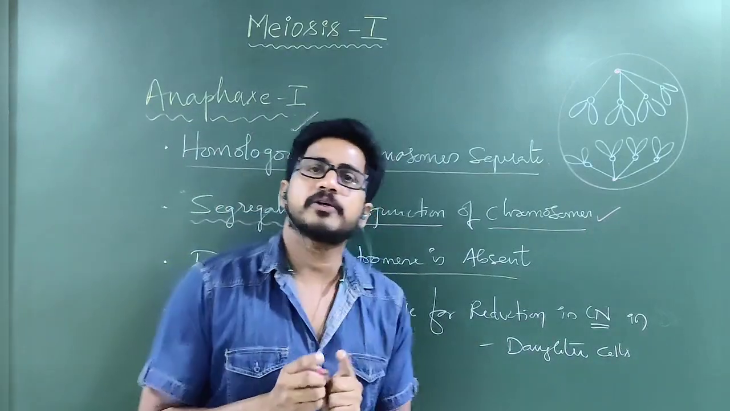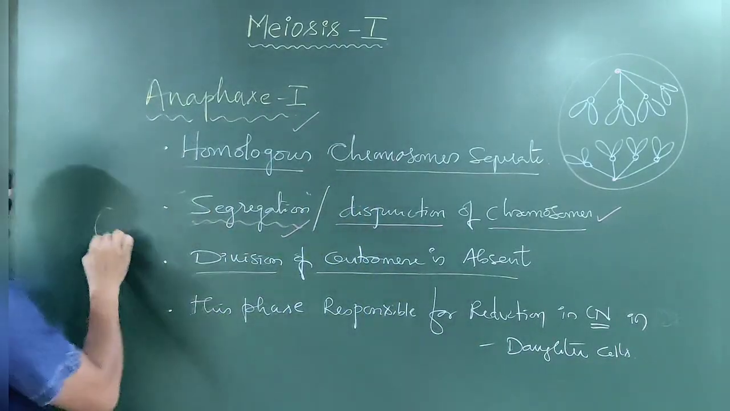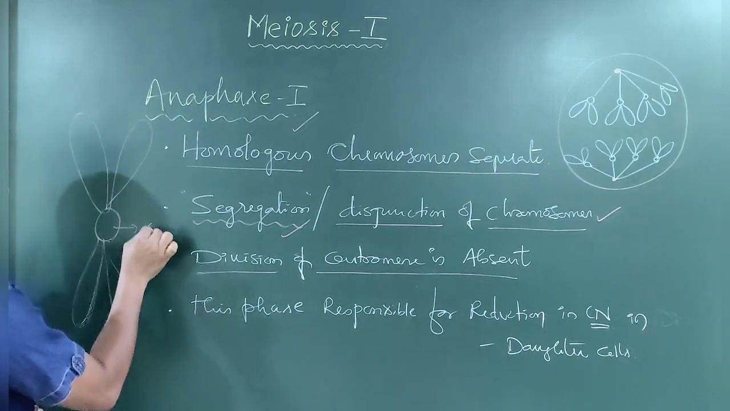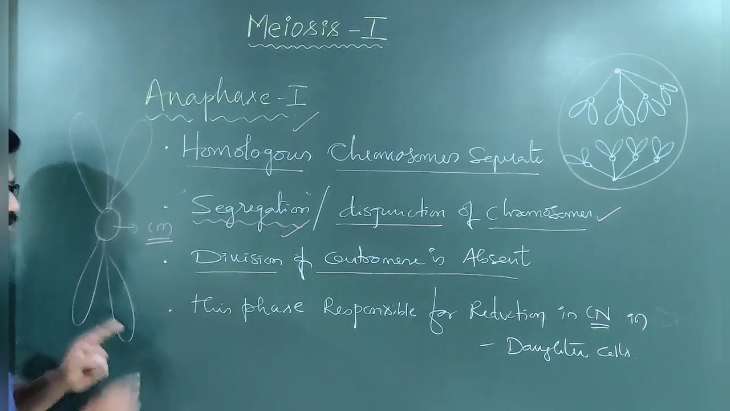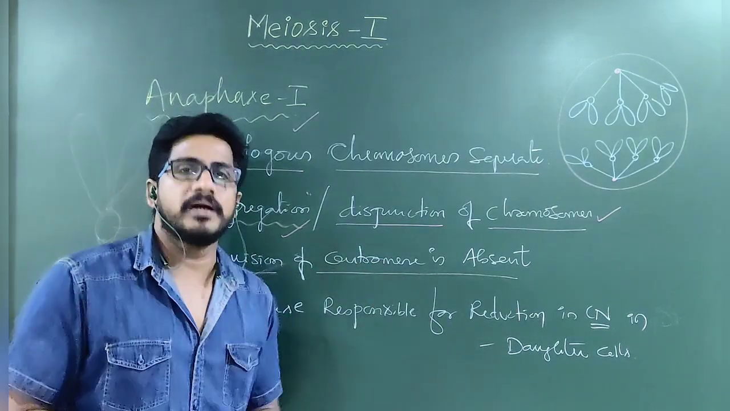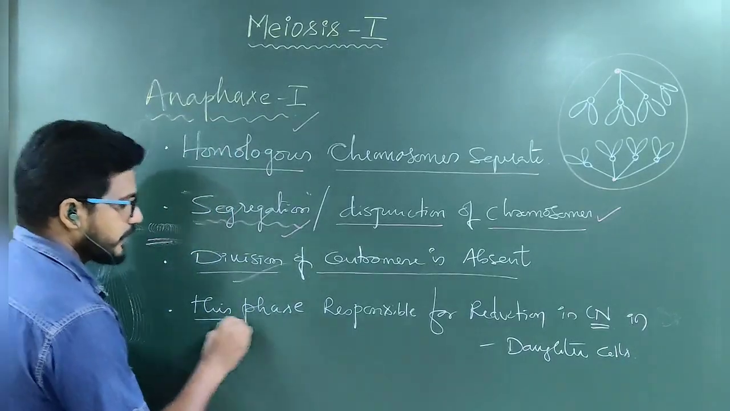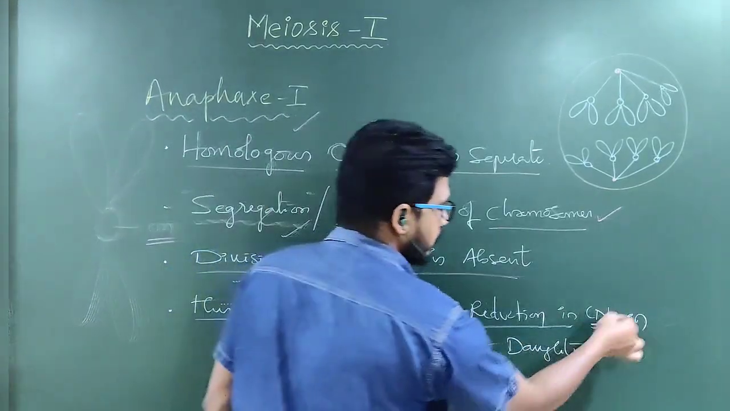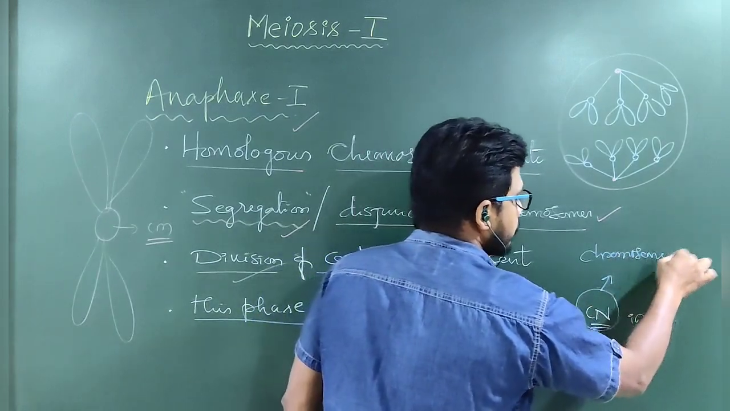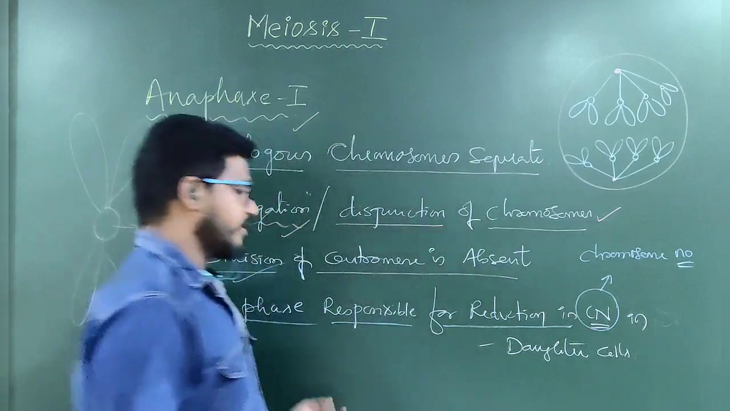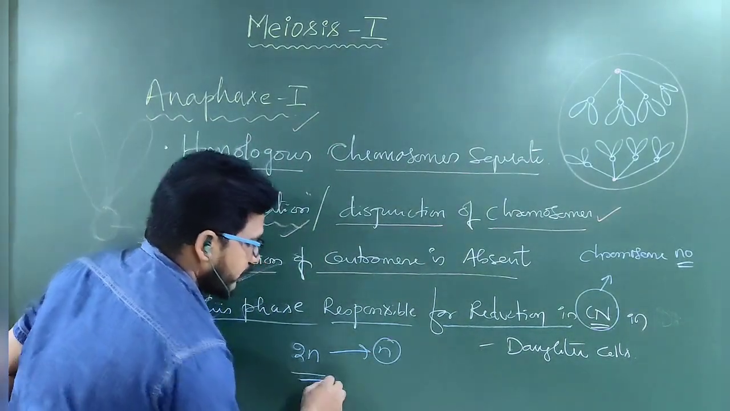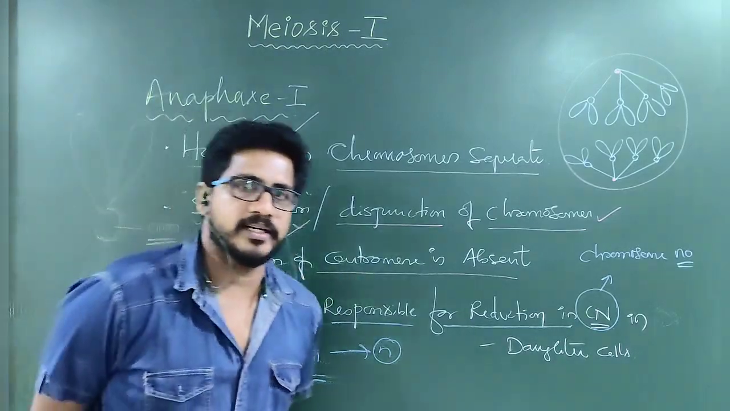Very, very important. What is the centromere? In the entire chromosome, this is the centromere. This is the centromere. The centromere will not be divided. It will be doubled. Understand? Now, this phase is responsible for the reduction of chromosome number. CN means chromosome number. The chromosome number will be reduced, meaning diploid becomes haploid in anaphase 1. Very, very important point here.